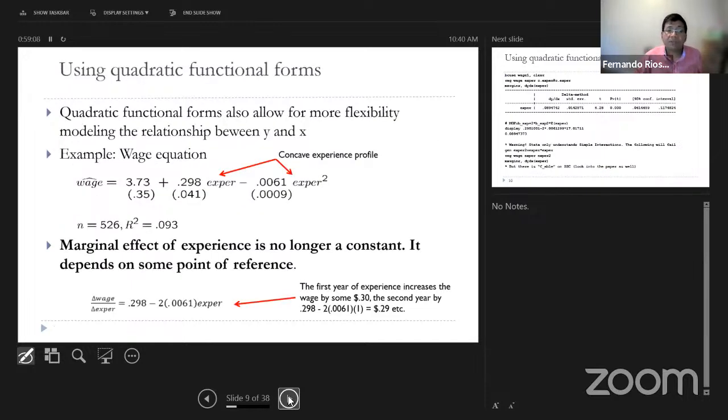Using quadratic functional forms. Okay, let's stop here for a little bit and get back in 5 minutes to continue. All right. I would take the silence as a yes. Be back in 5 minutes, guys.